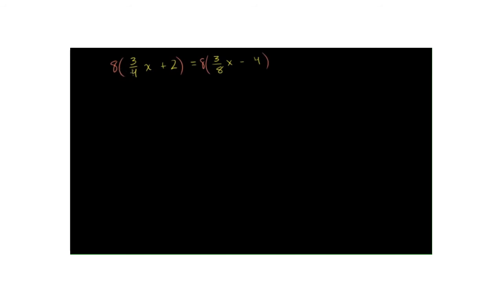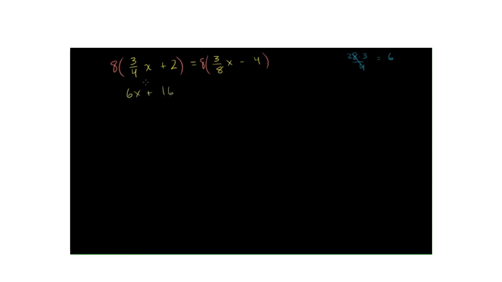So 8 times 3/4, that's the same thing as 8 times 3 over 4. Let me do it on the side over here. That's the same thing as 8 times 3 over 4, which is equal to 8 divided by 4 is just 2. So it's 2 times 3, which is 6. So the left-hand side becomes 8 times 3/4 x is 6x. And then 8 times 2 is 16.